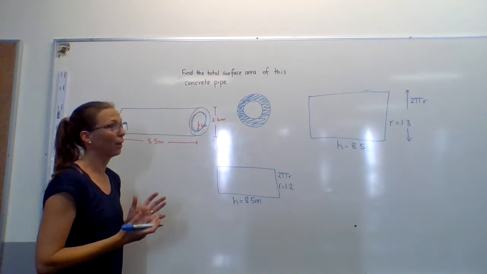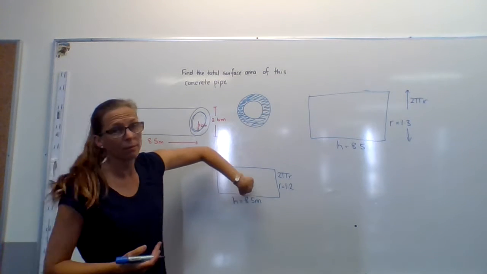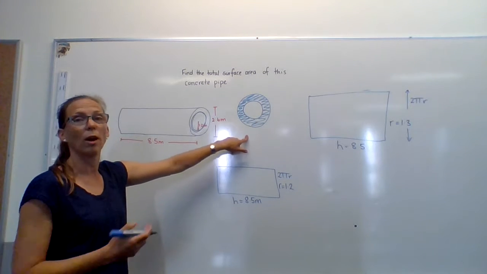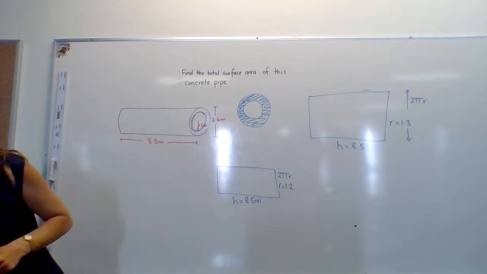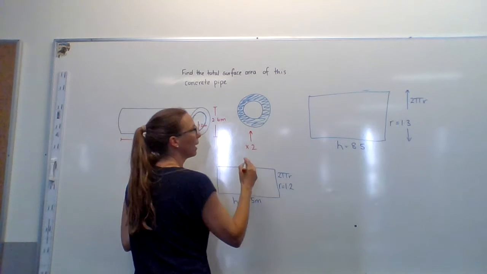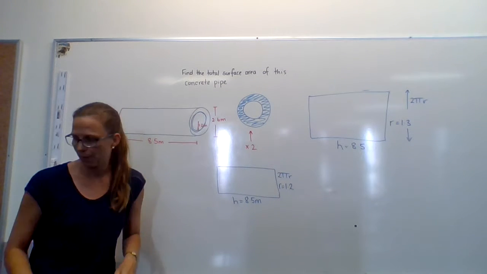So they're the surfaces that are different. I'll have one of these, I'll have one of these, but this surface, I will have one on the top end and one on the bottom end. So I'm going to have 2 of that. So before you even start, if you can at least identify the surfaces you need to work with, it's going to make things a lot easier.